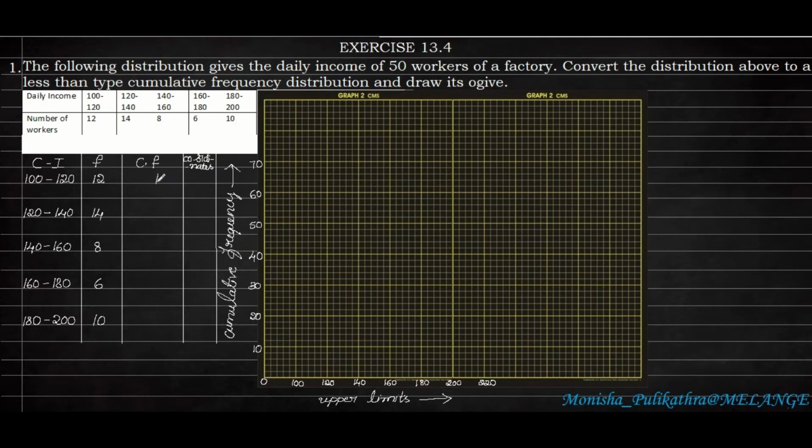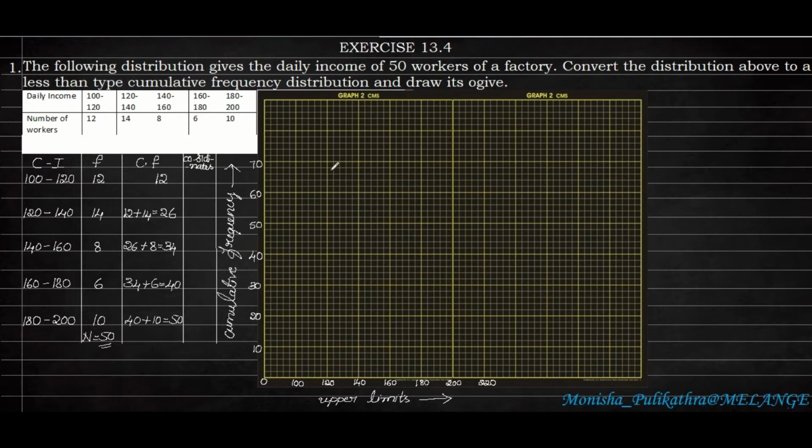So first one is 12. Next is 12 plus 14, that is 26. Next is 26 plus 8, that is 34, and 34 plus 6, that is 40, and 40 plus 10, that is 50. When we add this, we get n equal to 50, by which we can verify the calculation is right. In less than type, we draw the graph using the upper limit and the cumulative frequency. If it is less than type, we take the upper limit. If it is more than type, we take the lower limit.